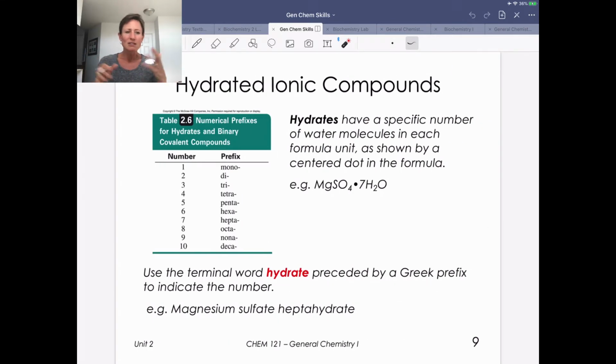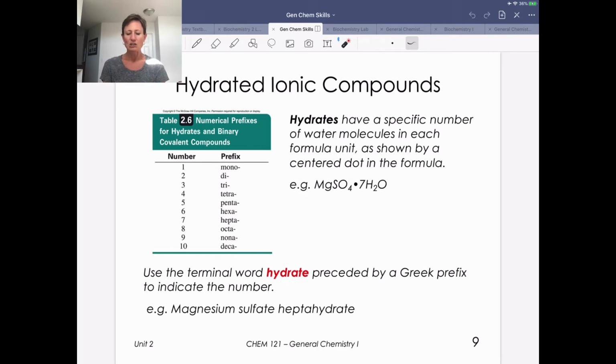So a couple of little extra things that we're going to have here. We're going to have hydrates, okay? Hydrates mean they have water attached to it. So hydrates are going to have a specific number of water molecules attached to it. So what we do then is we would name the salt, and then we're going to add the word hydrate at the end using a Greek prefix to tell us the number of water molecules.